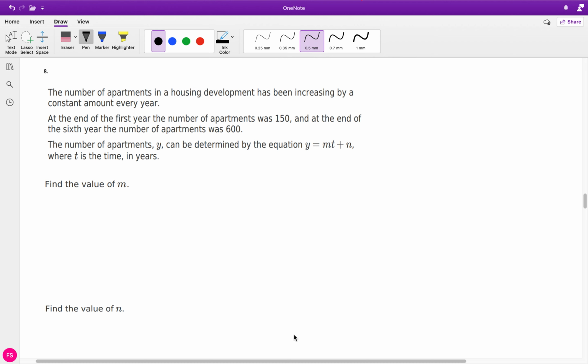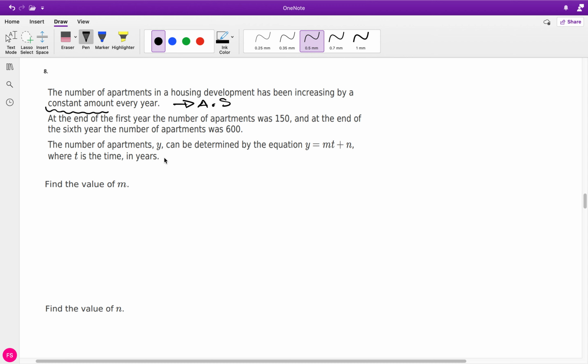So this is about the number of apartments in a housing development, and it has been increasing by a constant amount every year. So constant amount every year, it means arithmetic series. Now at the end of the first year, the number of apartments was 150, and at the end of the sixth year, the number of apartments was 600.